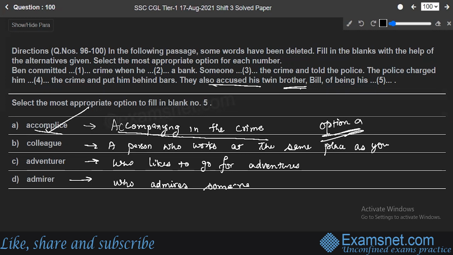So now let's read the whole paragraph by filling in the options. Ben committed a crime when he robbed a bank. Someone witnessed the crime and told the police. Police charged him with the crime and put him behind the bars. They also accused his twin brother Bill of being an accomplice. So I hope you are clear with this.